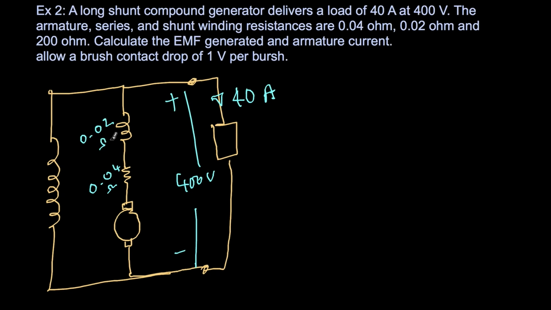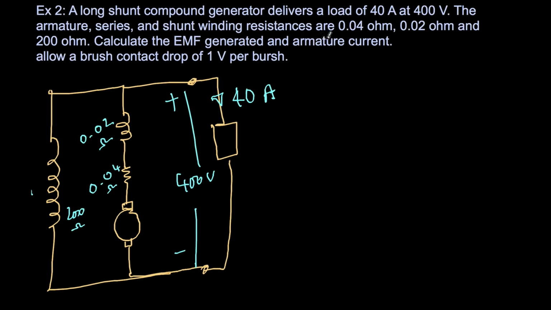Typically, the armature and series resistances are much lesser than the shunt field winding resistance, because the full current is carried in the armature winding. So therefore, the resistances should preferably be less. And also the series winding resistance will be smaller than the resistance of the armature itself, because the number of turns will be less in the series winding. This is just a typical observation. And 200 ohms is the resistance of the shunt field winding.